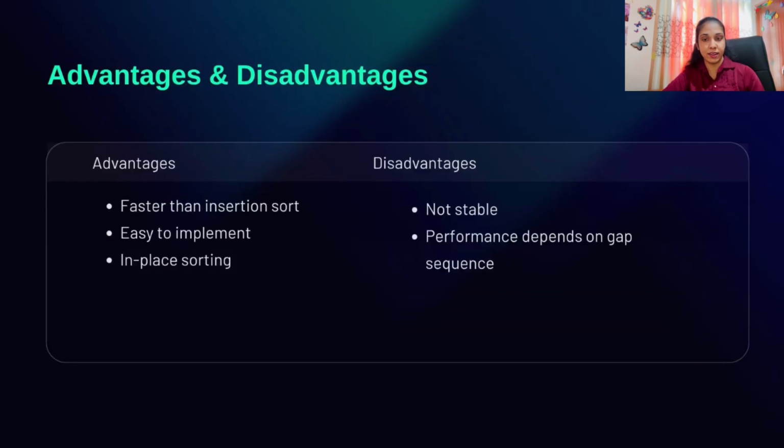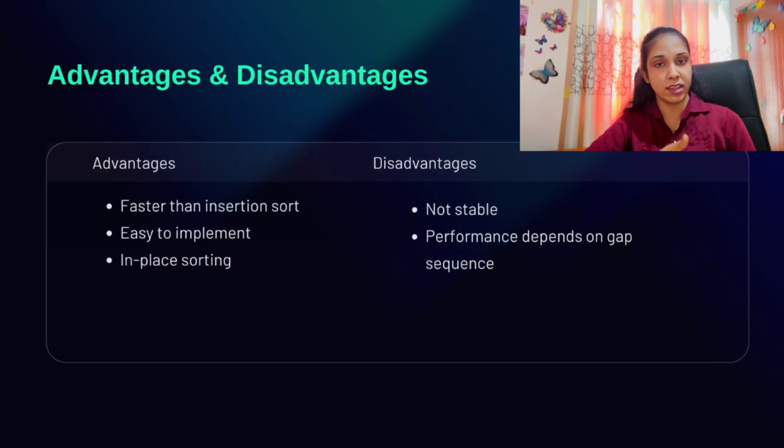Then, advantages and disadvantages. Shell Sort is faster than insertion sort and easy to implement. However, it is not stable and its speed depends on the gap sequence used.